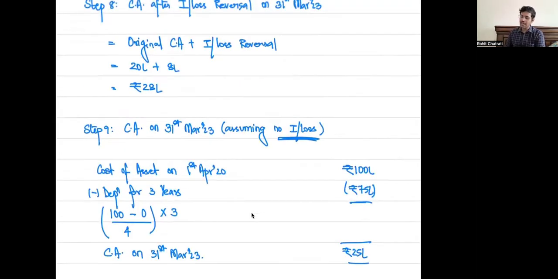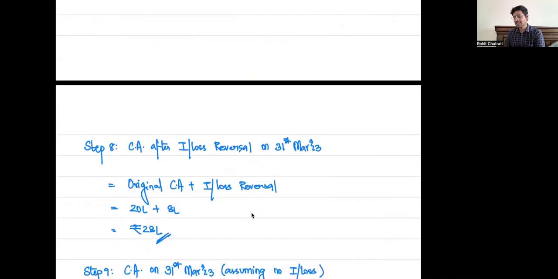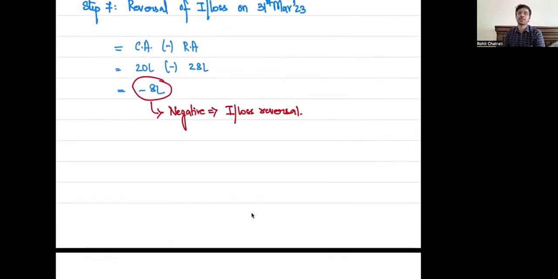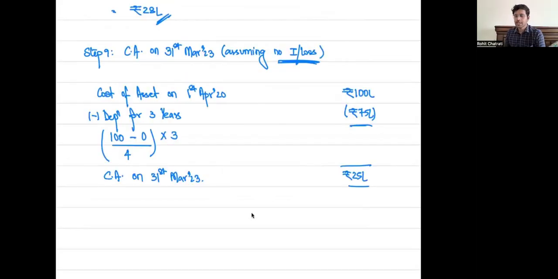Whereas the actual carrying amount after impairment loss reversal, I had calculated it as 28 lakhs. Now here comes the twist. Ind AS 36 states that impairment loss reversal is allowed to be recognized as a gain subject to satisfaction of 3 conditions. Let us see what those 3 conditions are.